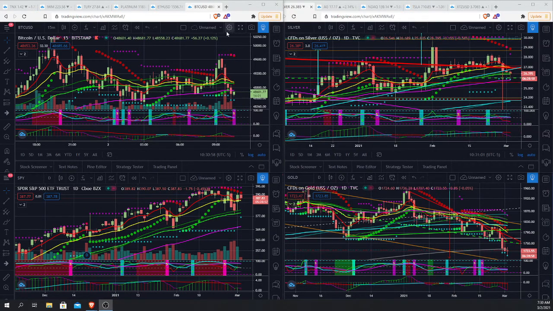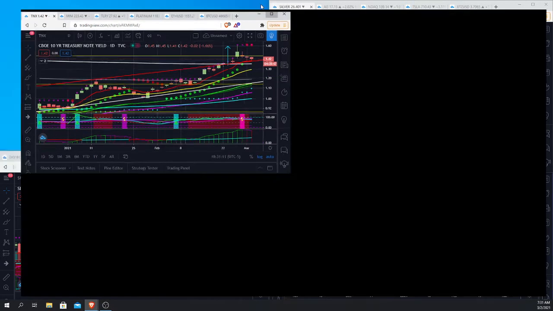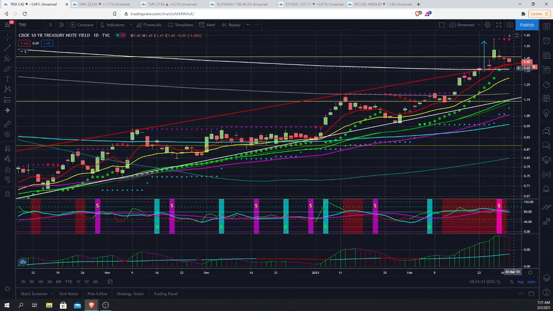All right, so let's take a quick look at the 10-year Treasury Yield. We've been looking at it for some time. We basically topped out exactly where we said. Let's go ahead and maximize this. Topped out exactly where we said. Right up here, we got that burst up to 1.61, which was the measured move of the channel that we've been operating inside of.